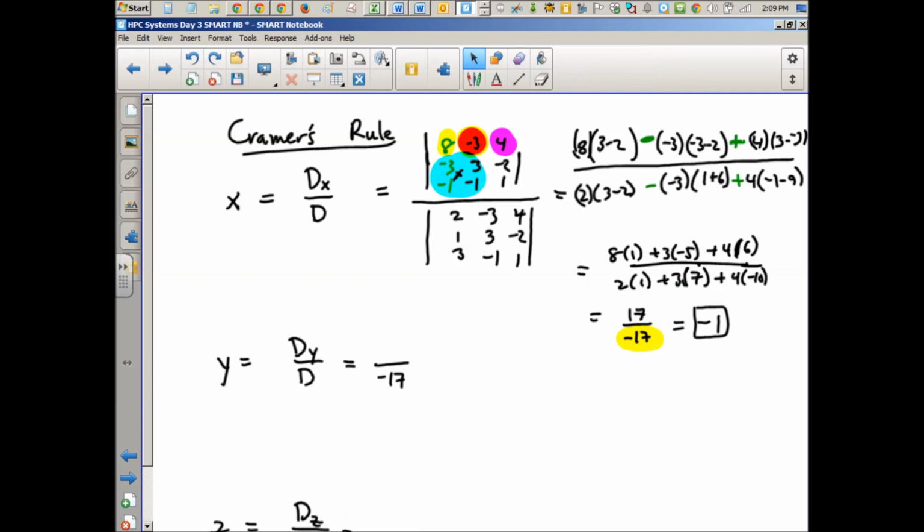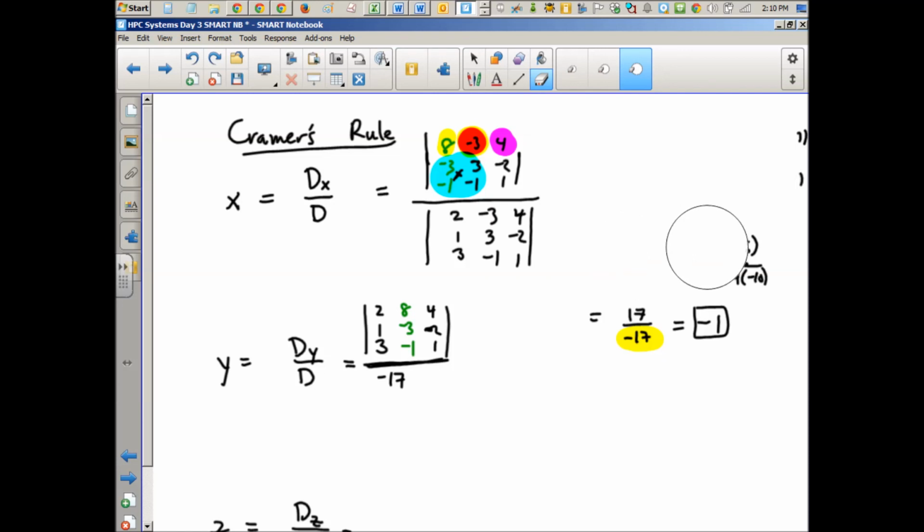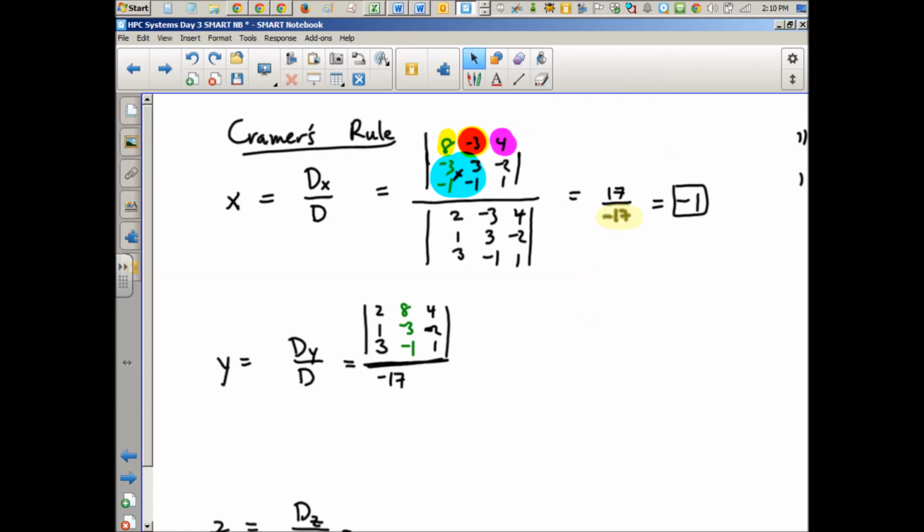Okay, so the numerator, we'll go a lot faster this time. The numerator is set up differently. This time, our first column is 2, 1, 3. The middle column is the 8, negative 3, negative 1. And the right column is the 4, negative 2, 1 as before. I'm going to erase some of my work up here just so I have more space. I'll just keep my results here, like that.